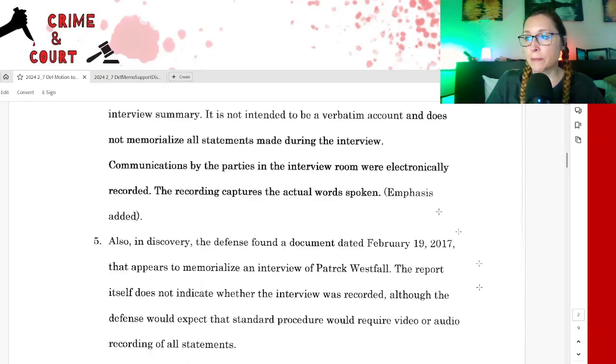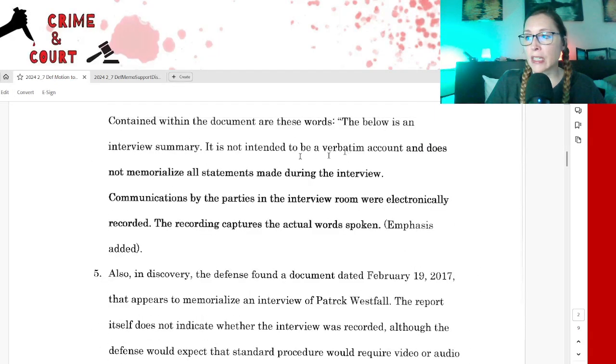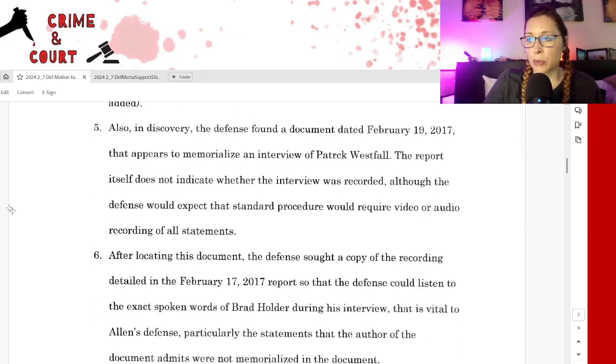Back to that quote, they memorialized the interview by writing a summary. However, not all statements that were made during the interview made it into the summary, is what this quote is saying to me, and that's what they're picking apart.